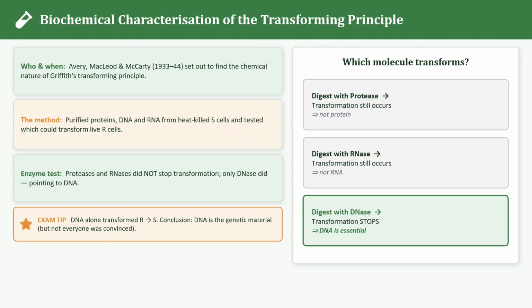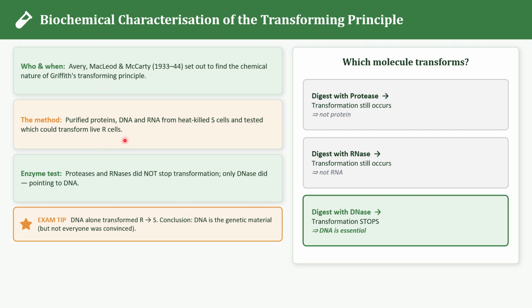Biochemical characterization of the transforming principle. After Griffith's discovery, scientists wanted to identify the chemical nature of the transforming principle. Between the years 1933 and 1944, Oswald Avery, Colin MacLeod and Maclyn McCarty performed experiments. Their question was: was the transforming principle a protein, RNA or DNA? So what was their methodology?